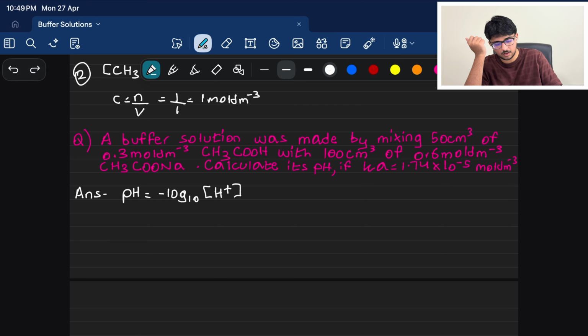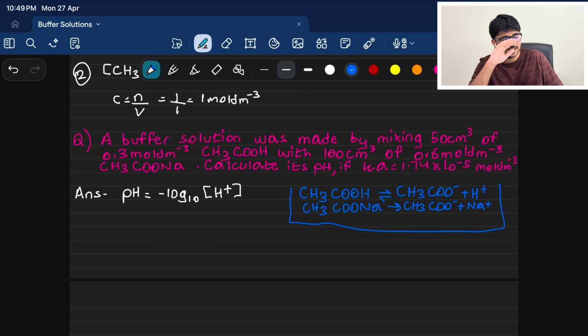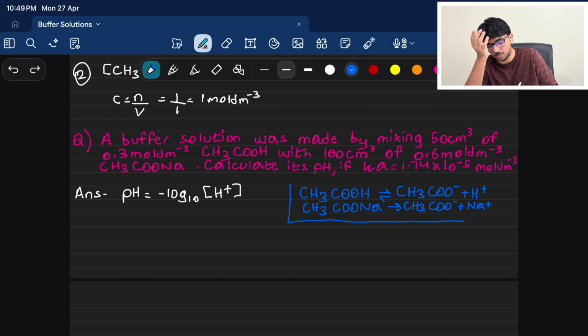First, make the acidic buffer, meaning write the two equations down. CH3COOH becomes CH3COO minus plus H plus, and then CH3COONa becomes CH3COO minus plus Na plus. You'll get fast at writing down equations like this. I'm not flexing. This is just going to be muscle memory if you do multiple questions.